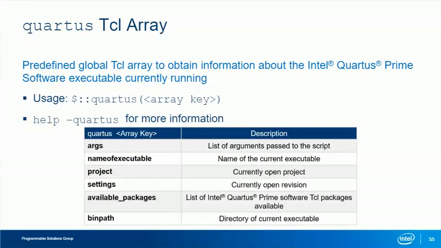When running Tcl scripts in Intel Quartus Prime software, it may be helpful to obtain information about the current executable running. The quartus array is a predefined global Tcl array that contains information about the current executable. You can access the content in the array with the $quartus(key) syntax, just like any other Tcl array. The table here lists some commonly accessed items. We've already seen in this presentation the use of the args element. You can also get the name of the executable, current project or revision open, available packages for the executable, bin path, and many other aspects of the current executable.